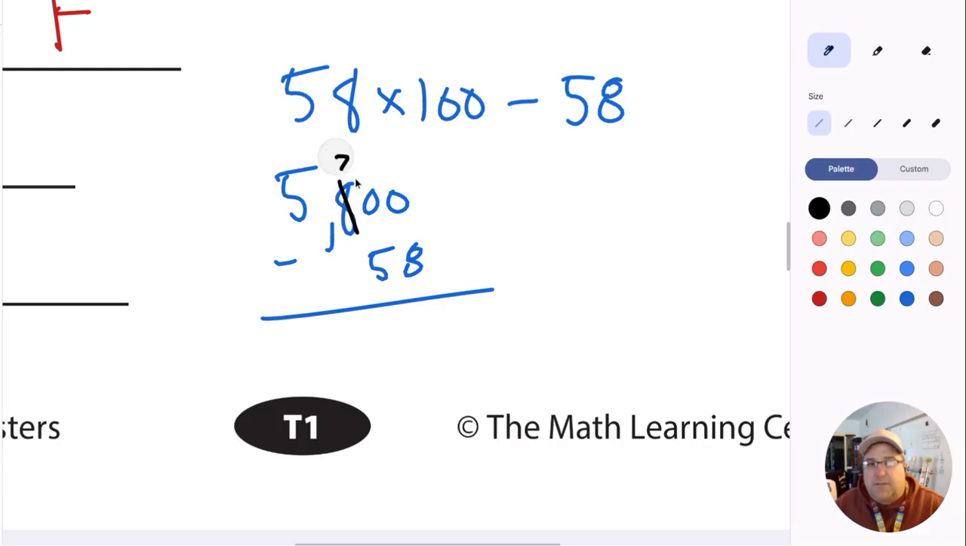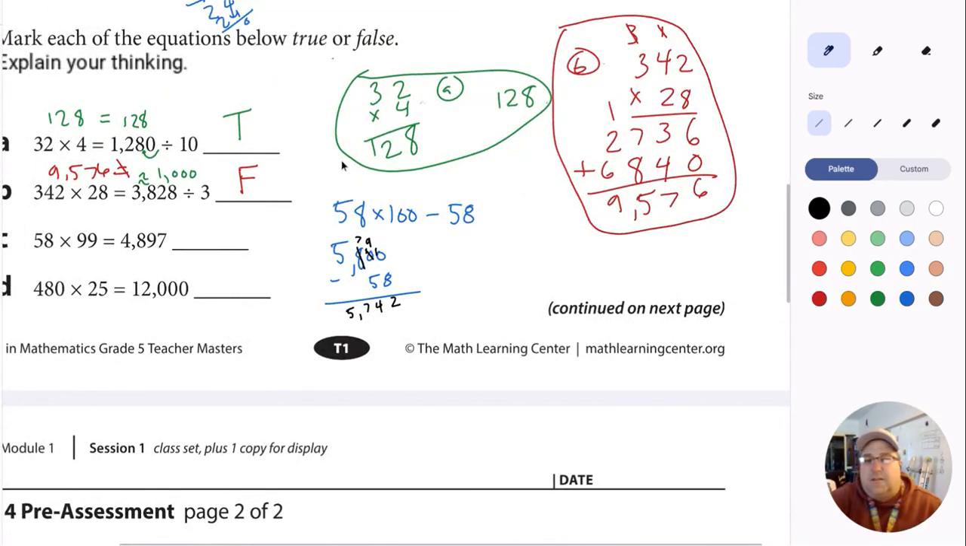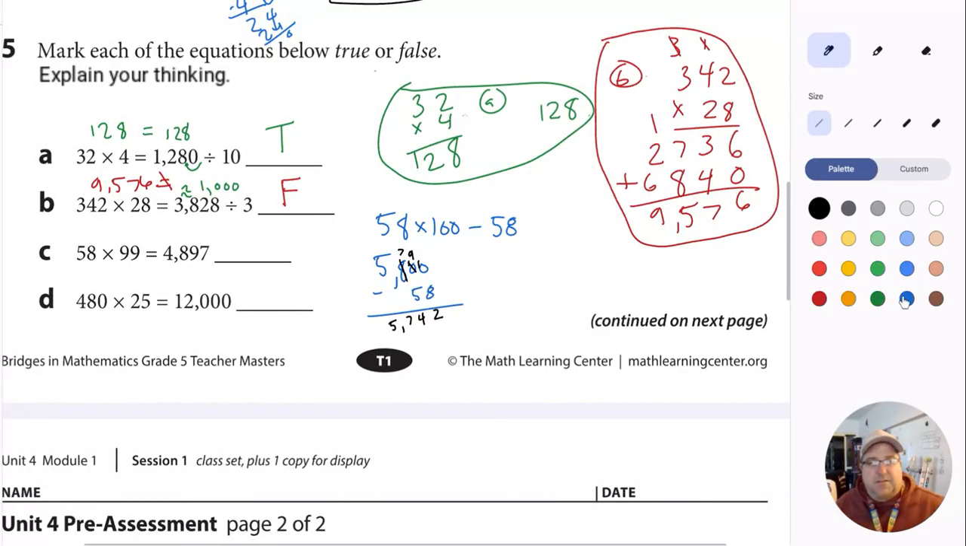So again, we got 7 left. That's 10 for a second, but we got to take one to make that a 10. So 10 minus 8 is 2. 9 minus 5 is 4. We got 7 and a 5. So we got 5,742. That is not the same, is it? So in other words, 5,742 is not the same as 4,897. So that's going to be another false on that one.